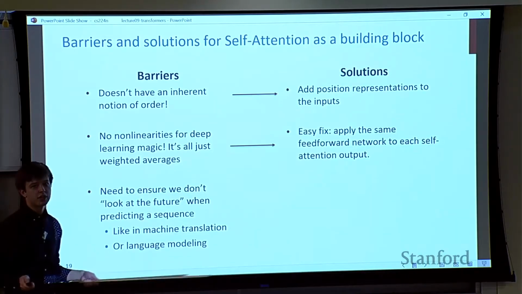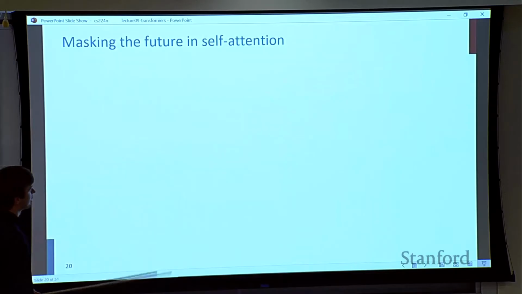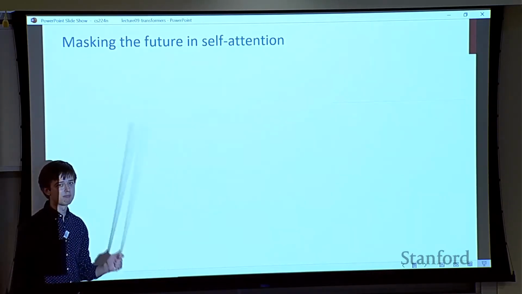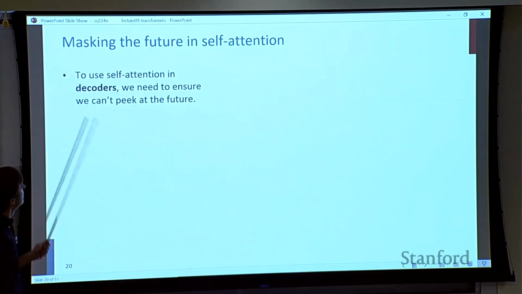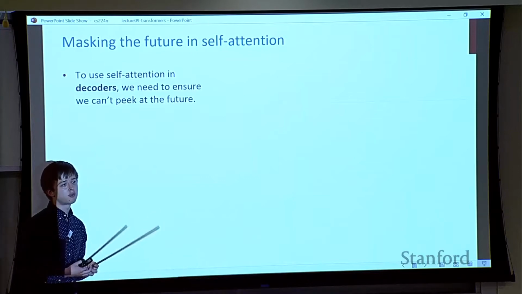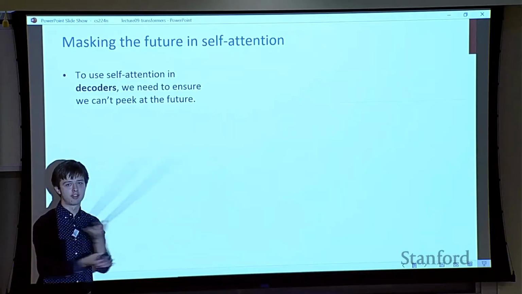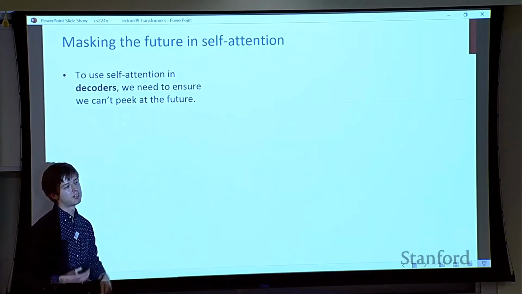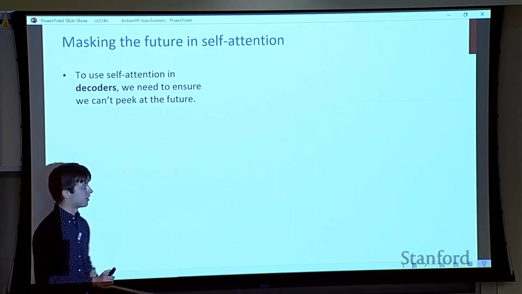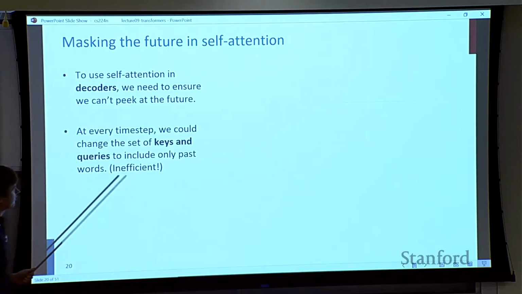So we can't cheat and look at the stuff we're trying to predict, because then we would train networks that were totally useless. So what are we going to do? We're going to mask. Masking is a word that's going to keep coming up. We're going to mask the future in self-attention. So in particular, this is important when we have decoders. One of the reasons why we could use bidirectional LSTMs in our encoders was that we could see the whole source sentence in neural machine translation. But when we're predicting the output sentence, we can't see the future if we want to train the model to do the actual prediction. So to use self-attention in a decoder, you need to mask the future.